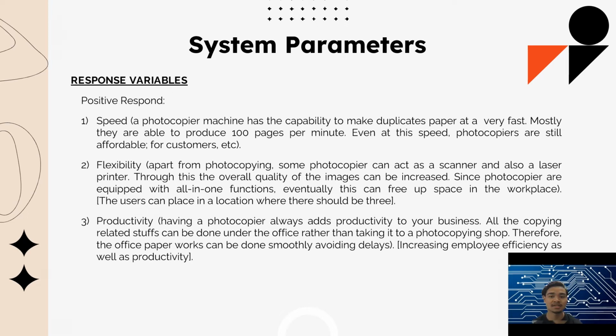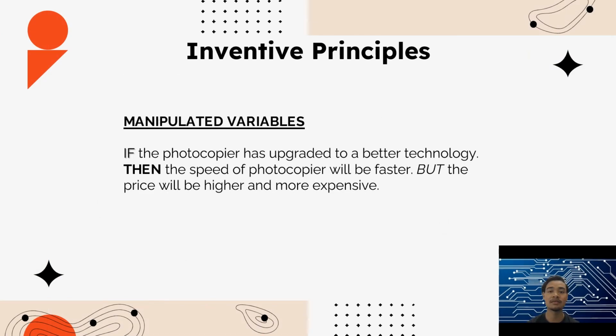Let's take a look at inventive principles. Manipulated variable. If the photocopier is upgraded to a better technology, then the speed of the photocopier will be faster, but the price will be higher and more expensive.